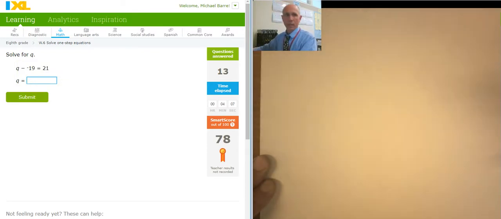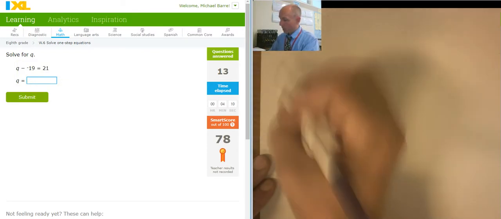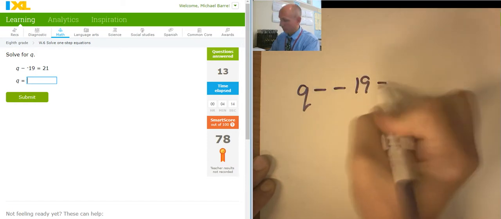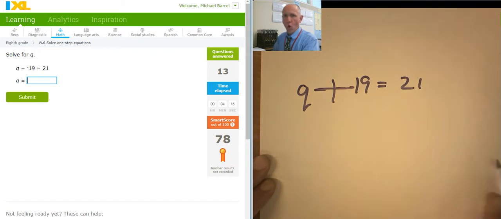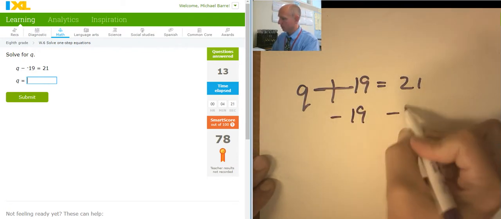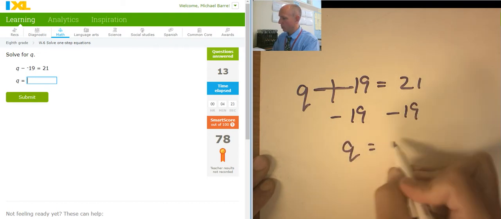And one last one. Ooh, I'm glad I waited for this one. Q minus negative 19. What do we see right there? What is that? See that? Boom, boom! So now I'm going to subtract 19 from both sides. So Q equals, what's that, 2?